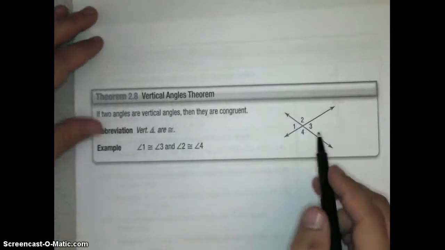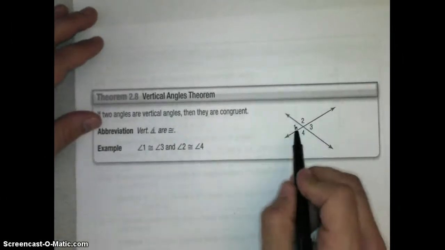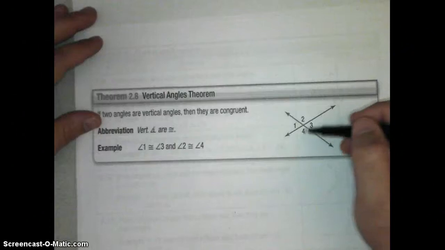We also have the vertical angles theorem. Vertical angles are always congruent. So 1 and 3 are vertical angles, they have to be congruent. Same thing with 2 and 4.